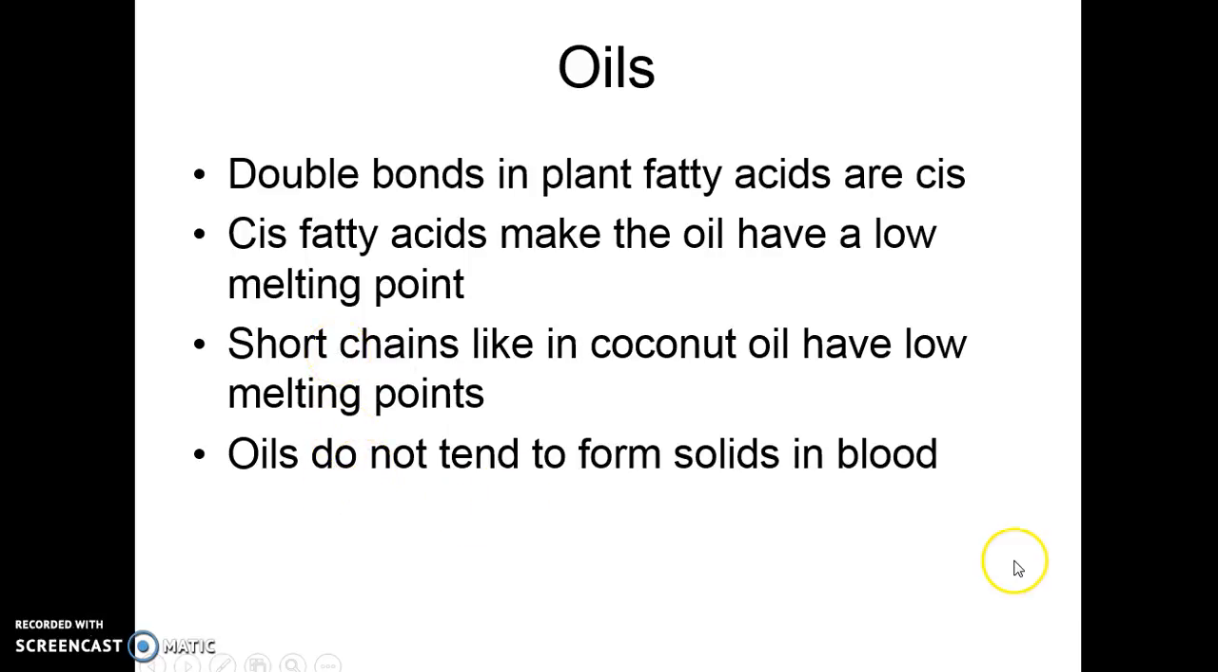Oils do not tend to form solids in your bloodstream, so eating oils instead of fat helps to prevent blockages that cause heart attacks and strokes.